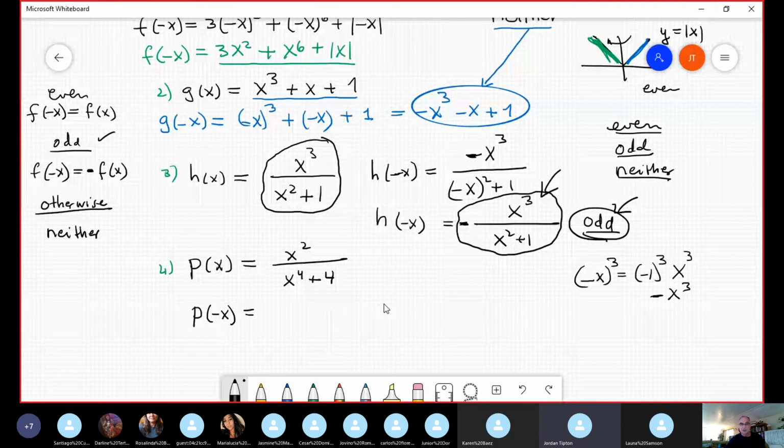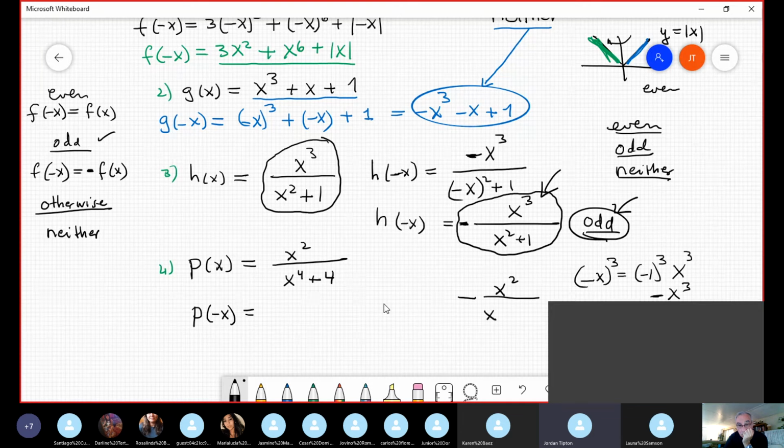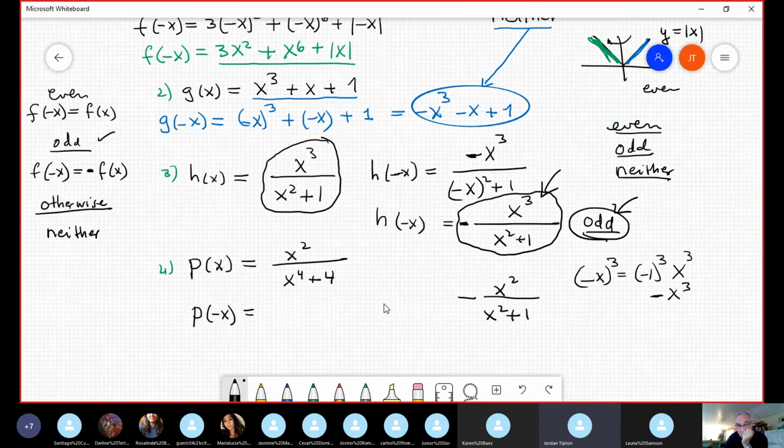I guess I'm still not getting it. I'm sorry, because shouldn't the circled answer be negative x cubed over x squared plus 1, which would make it neither because it doesn't match anything? No. This is odd. Maybe you understand why it's odd. I'll try to explain.